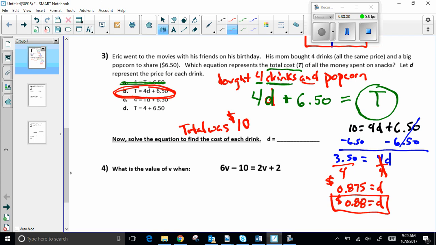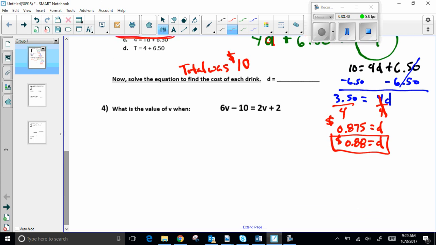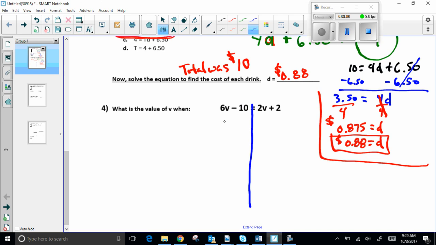All right, last one for this front side of the page. What is the value of V when 6V minus 10 is equal to 2V plus 2? I'm going to section this off a little bit. I'm going to make sure and put my answer in here. Each drink costs 88 cents. Okay. So now I want to highlight the fact that there's a variable on both sides of the equation. When we have that, I'm going to draw my line down the middle. When we have that, we want to cancel out one of the variables.